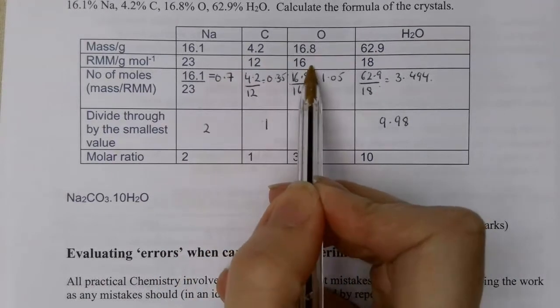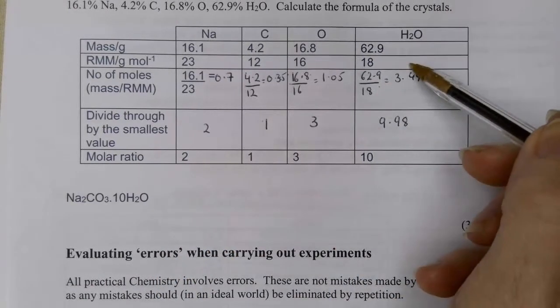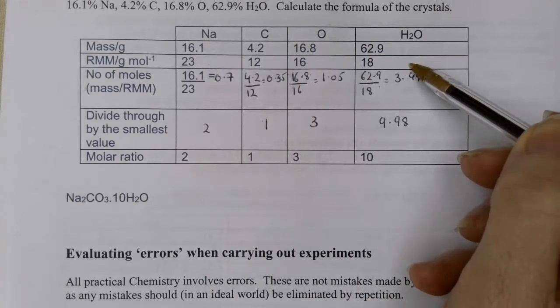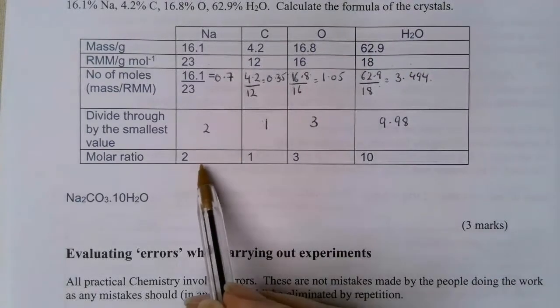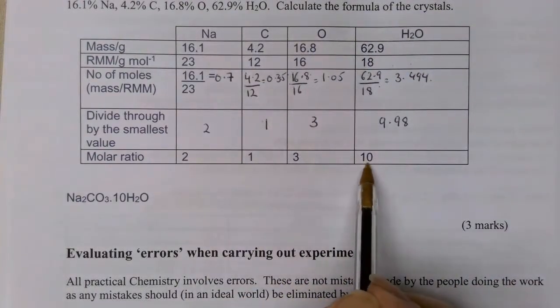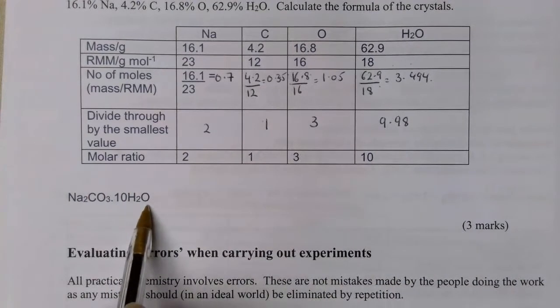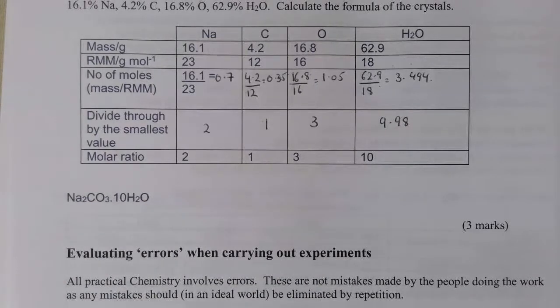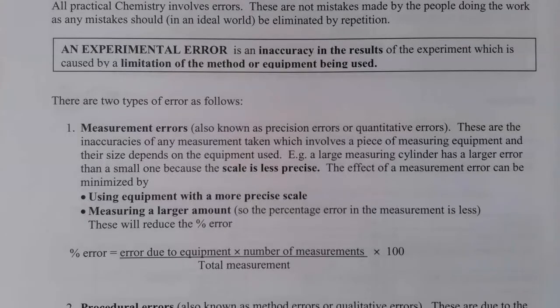And my next example is done in exactly the same way, only this time I'm using RAMs for the sodium, carbon and the oxygen, and I'm using the RMM for the water as 18. But it's still a 2 to 1 to 3 to 10 ratio, so I have there my formula Na2CO3.10H2O.